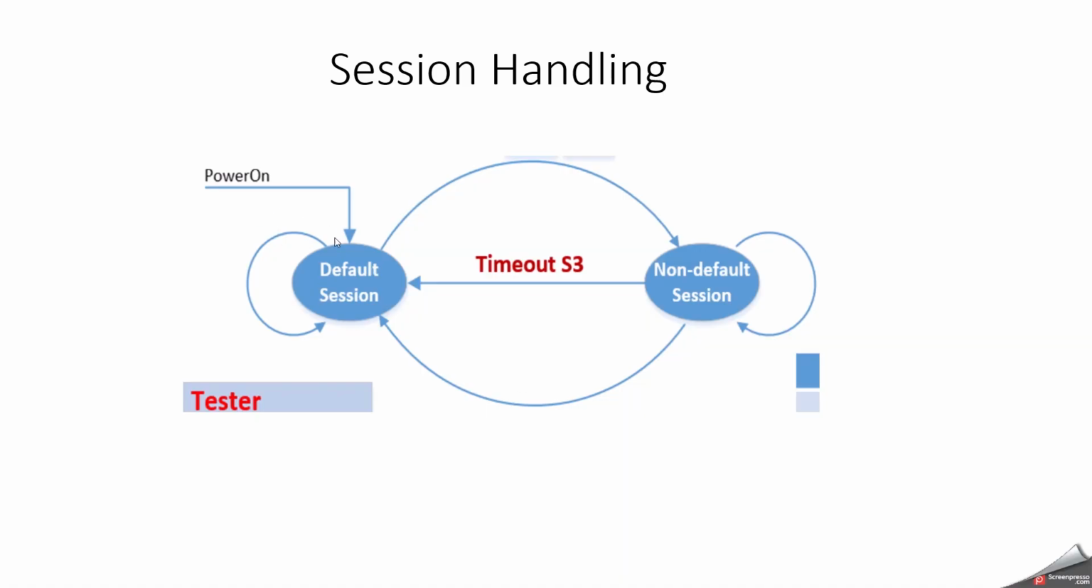Whenever the ECU is powered on, the ECU will go to the default session. Then whenever an explicit request comes from the tester to switch to a non-default session, the ECU will move from the default session to the non-default session. Once the S3 timeout has happened, the ECU will move from the non-default session back to the default session. But if you want to stay in the non-default session, then we have to continuously send the 0x3E service. Non-default session means any session other than the default session, for example programming session, extended diagnostic session, or any other special sessions.